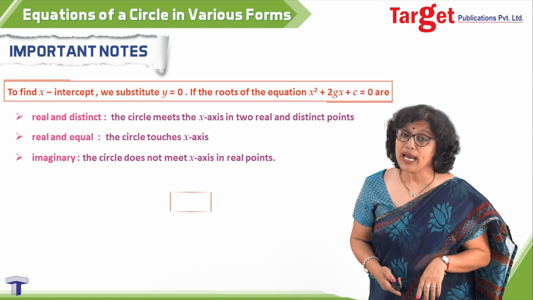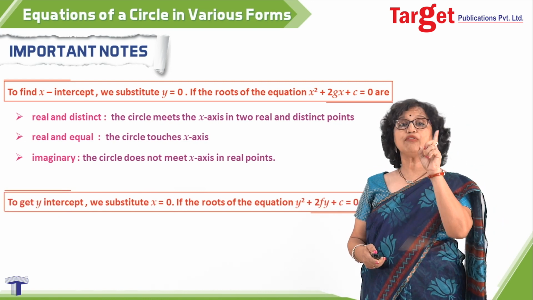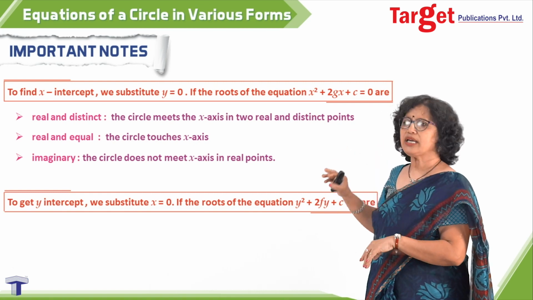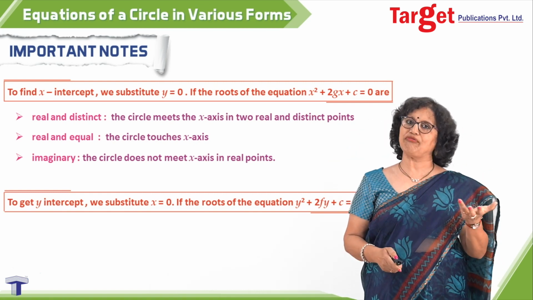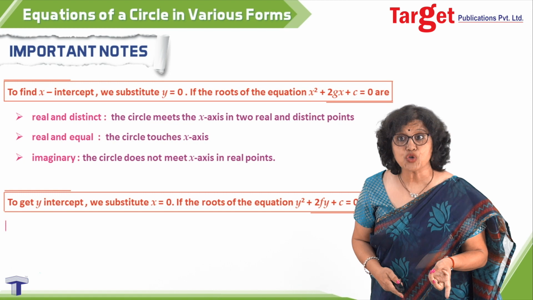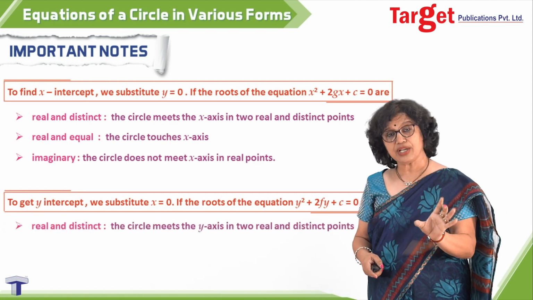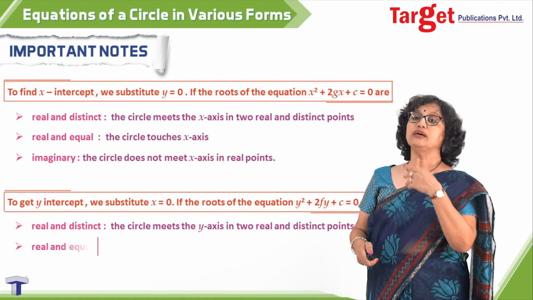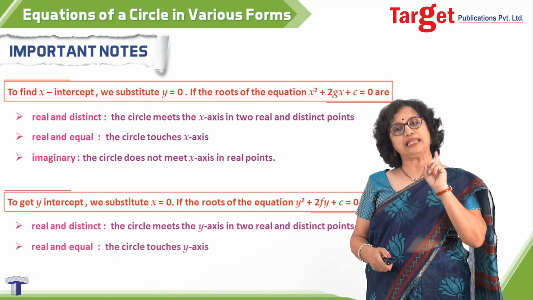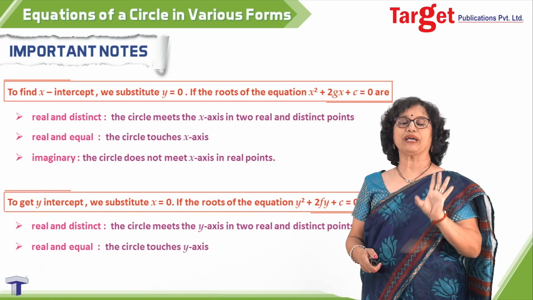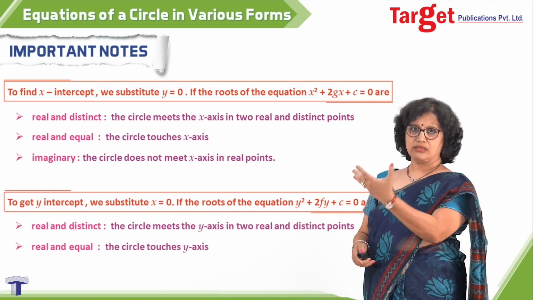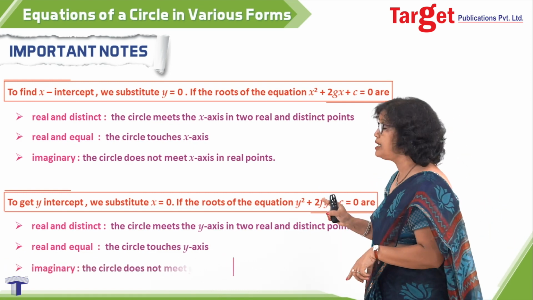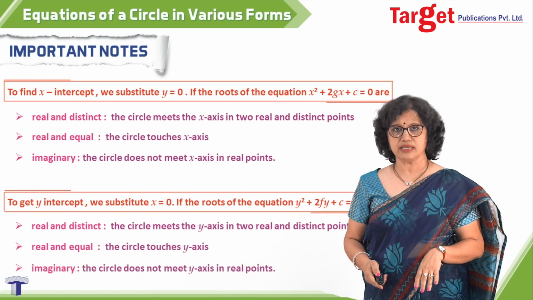Now, if I have to get the y-intercept, then I will have to substitute x equal to 0. Exactly similar steps, your equation will become y square plus 2fy plus c equal to 0. If the roots of this equation are real and distinct, then the circle meets the y-axis at 2 distinct points. If the roots are real and equal, then the y-axis becomes a tangent to the circle, or the circle touches the y-axis. And the third one would be, if the roots are imaginary, then the circle does not meet the y-axis at all.